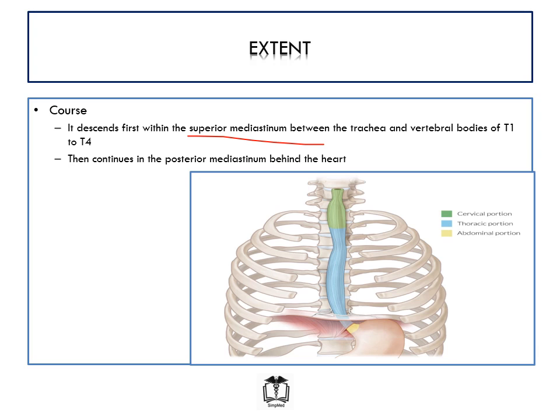And then it crosses the imaginary line separating the superior mediastinum from the inferior mediastinum and then enters into the posterior mediastinum. So within the posterior mediastinum, as it descends, the esophagus tends to be found behind the heart and in front of the fifth to 10th thoracic vertebrae.